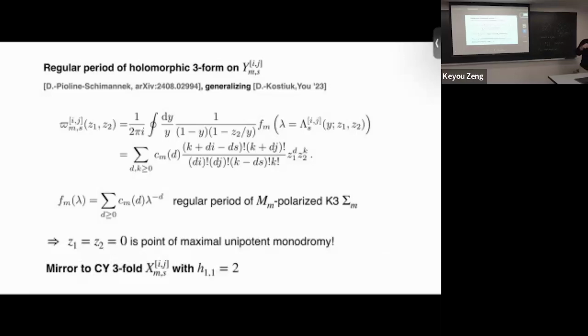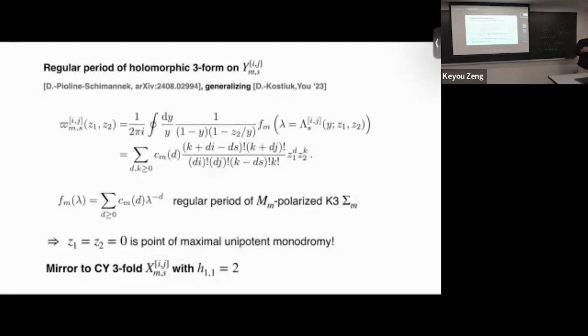Moreover, and this is again the kind of thing physicists are always looking for, when they see a Picard-Fuchs equation, a Picard-Fuchs system, they want to find a point of maximal unipotent monodromy. And in this coordinatization, it turns out to literally just be z1 equals z2 equals 0.